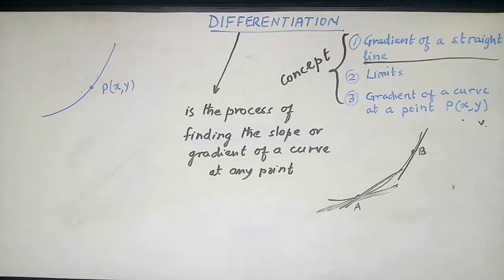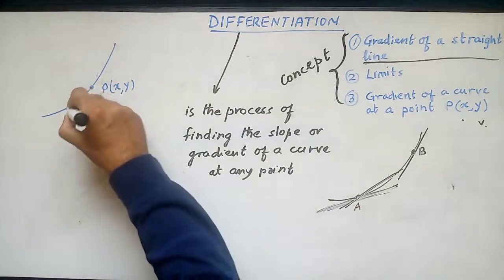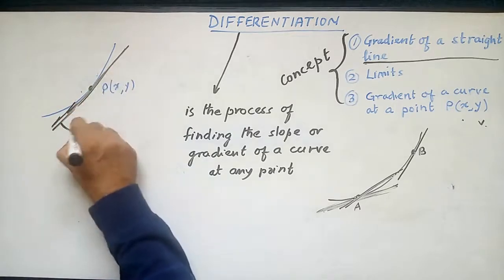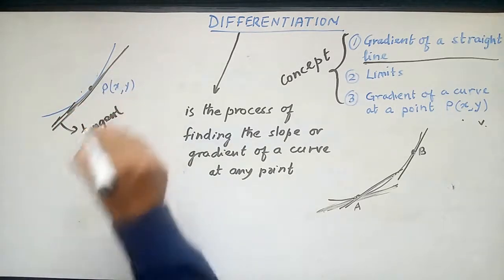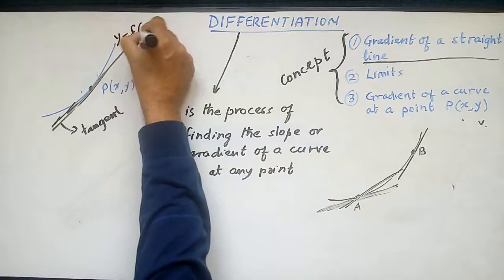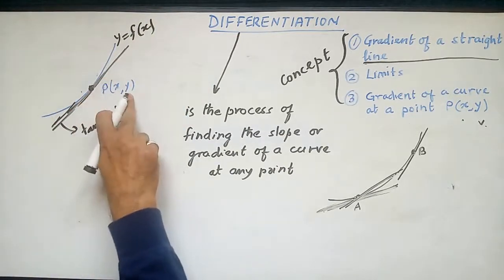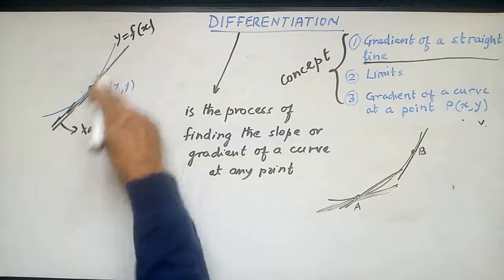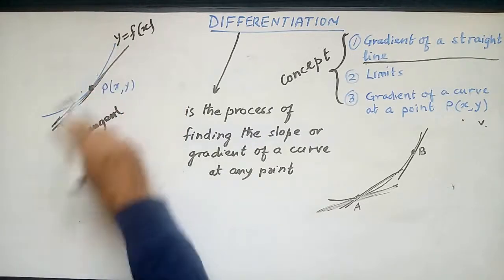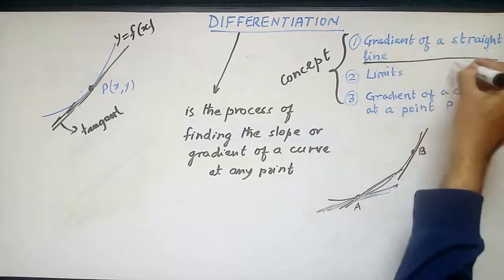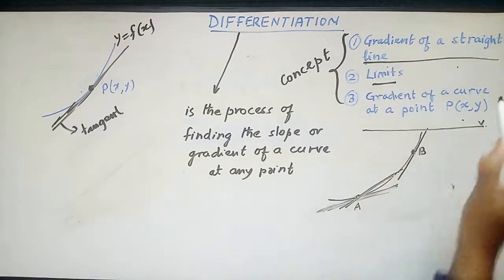So what do you mean by the gradient of a curve at the point P(x, y)? It is nothing but the gradient of the tangent at this point P. So this is the tangent. If we were to find the differentiation of any function y equal to f(x) at any point P having the coordinates (x, y), the process of finding differentiation at this point is finding the gradient of the tangent to the curve at this point. So this is in effect the concept of differentiation and the related concepts of gradient of a straight line, the concept of limits, and the gradient of a curve at the point P(x, y).